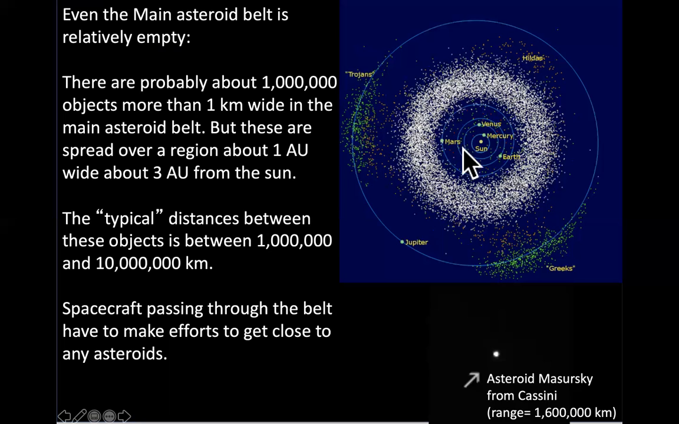For example, the Cassini spacecraft had to fly through this region to get from Earth to Saturn. The closest it got to an asteroid was 2 million kilometers, which means it only got a very low resolution picture of it. So spacecraft don't have to do any work to avoid hitting things when going through this region. It's mostly empty space. Even so, though, it is a region that's more crowded than usual.